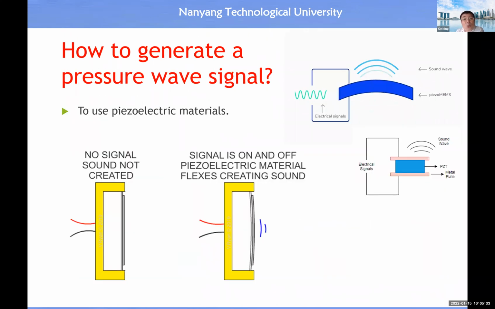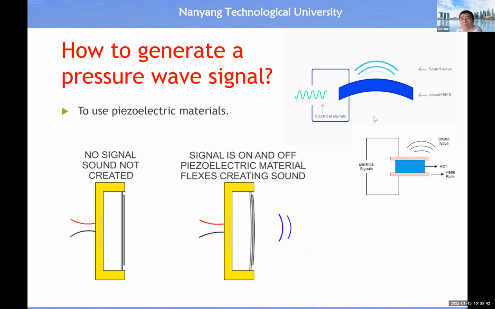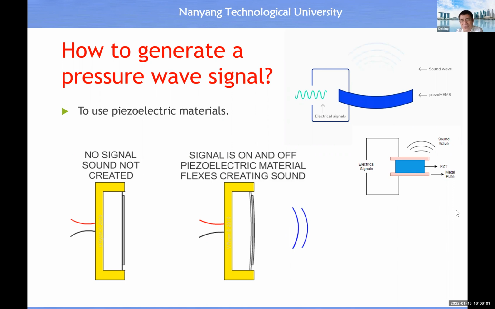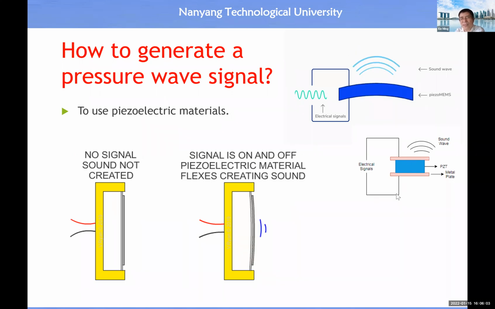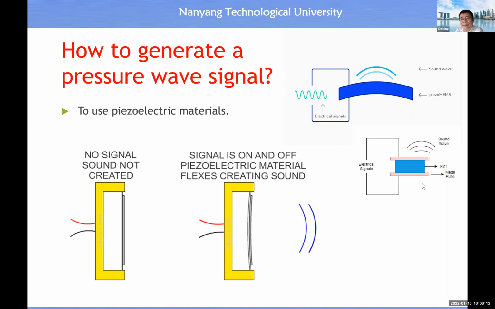Then you may want to know how to generate a pressure wave signal. The good news is to apply piezoelectric material. Piezoelectric material is a very interesting material. If we have a sine wave of voltage and apply this voltage to the piezoelectric material, it will vibrate and then produce a pressure wave, okay? The frequency depends on the parameters of this circuit, so it's not an issue. This drawing basically highlights that if we apply an electric signal, we will produce a periodic wave, all right?